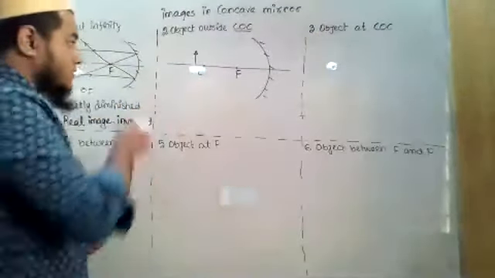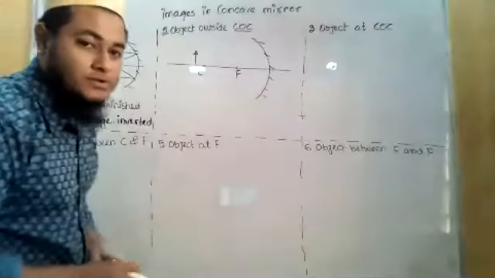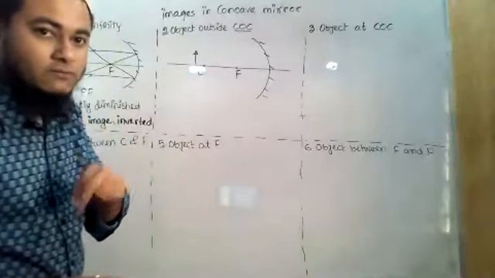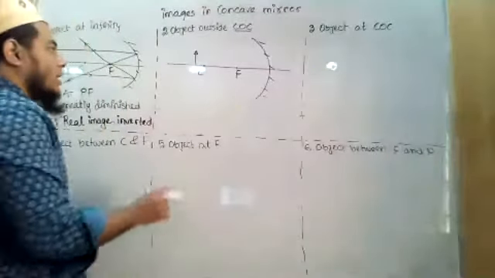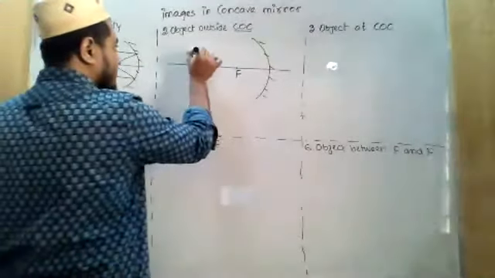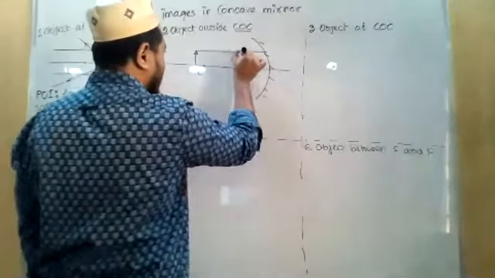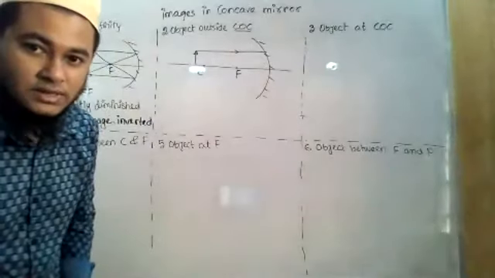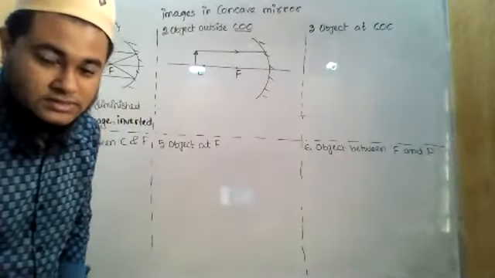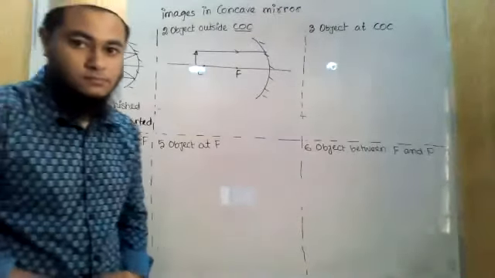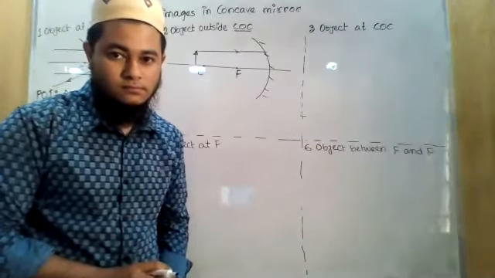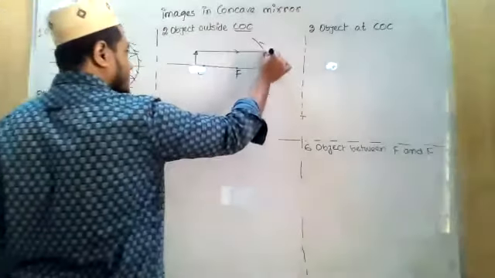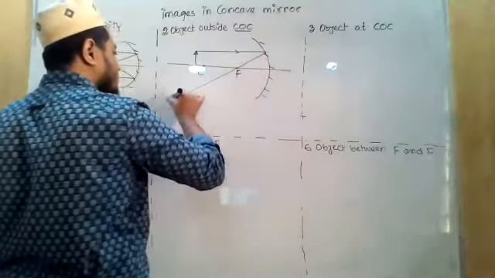Okay, so if I want to find the image of it, I need two reflected rays, and two reflected rays will come from two incident rays. So how am I going to find two incident rays? One incident ray is always the same, parallel to principal axis. After being reflected, how will it pass? I want to know it from Azim. It will pass through principal focus. Very good, exact answer. It will pass through principal focus.